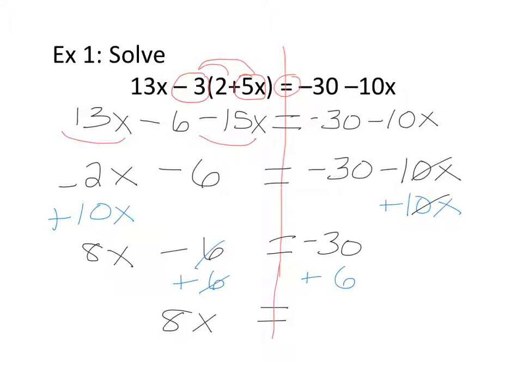And negative 30 plus 6 gives me negative 24. All right, last move. We just now need to get rid of this 8 that's in front of the x. Well, that 8 means 8 times x, and to get rid of multiplication, we will use division. So I will divide both sides by 8.